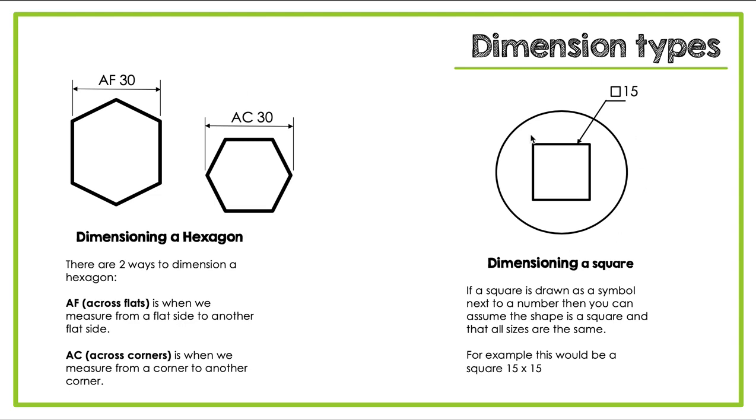When you're dimensioning a square, obviously all edges of a square are the same size. So with the square, you would have a little square symbol and then a number, and that number shows that every single side of this square is 15, so it's square 15.